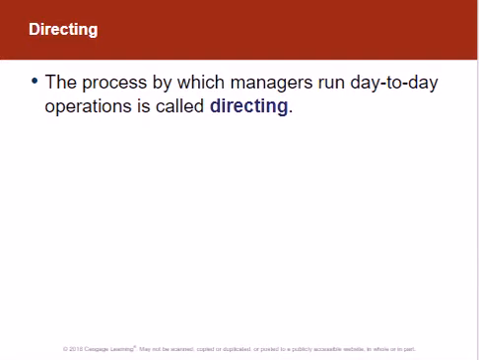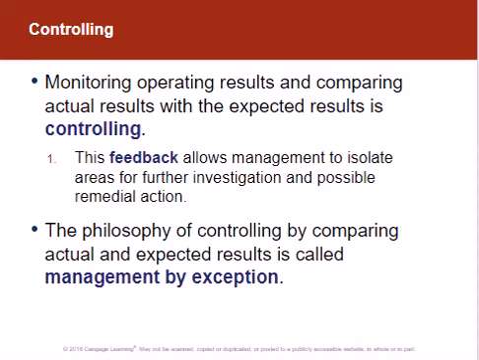The process by which managers run day-to-day operations is called directing. Monitoring operating results and comparing actual results with expected results is controlling. This feedback allows management to isolate areas for further investigation and possible remedial action. The philosophy of controlling by comparing actual and expected results is called management by exception.